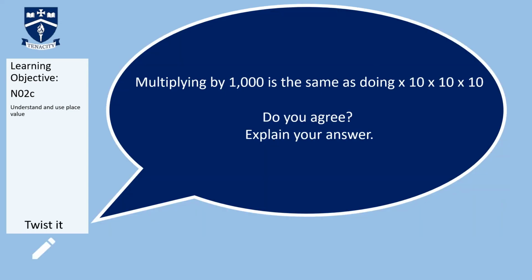Let's check our reasoning. Multiplying by 1,000 is the same as doing times 10 times 10 times 10. Do you agree? And explain your answer. Do this in your book. Press pause.